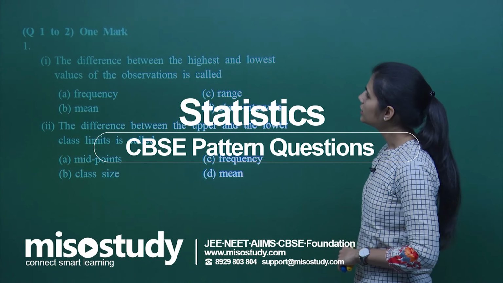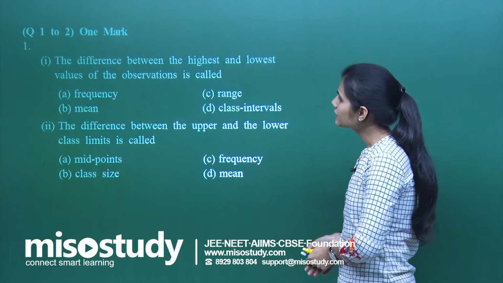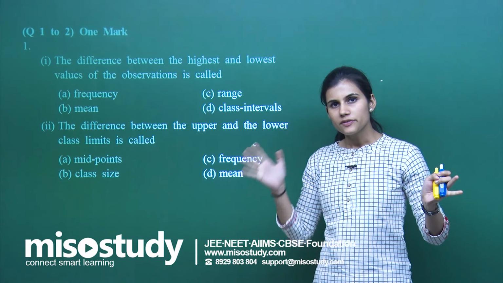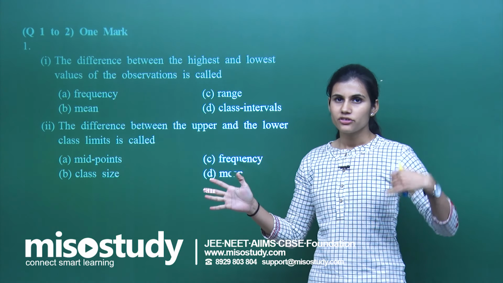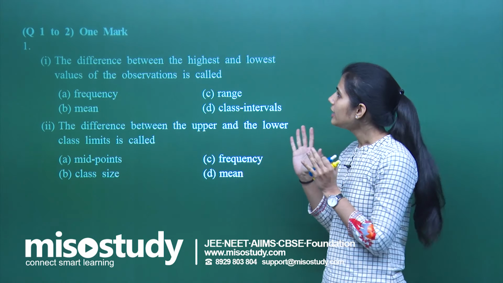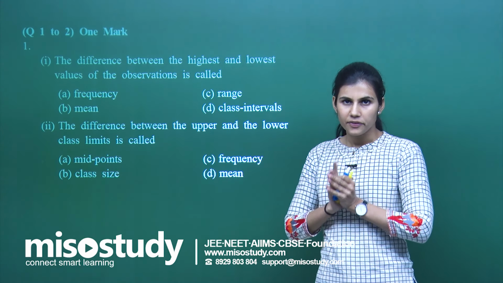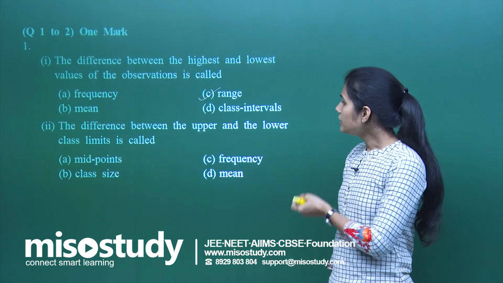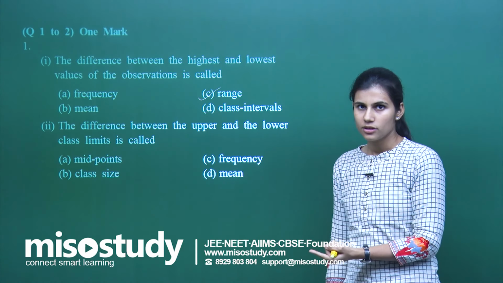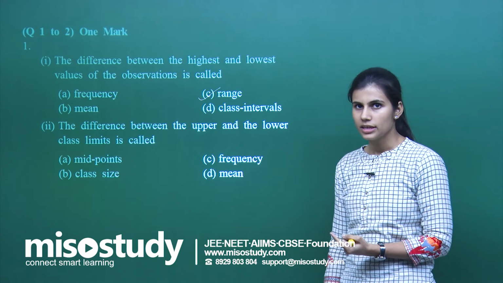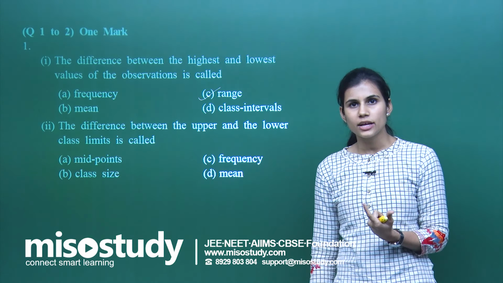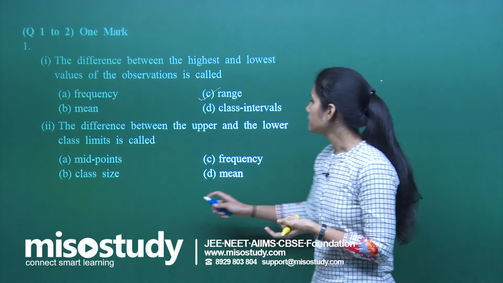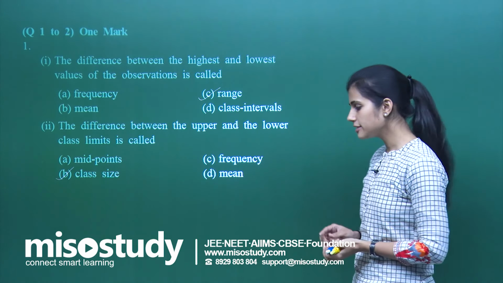The first question says the difference between the highest and the lowest value of the given observations is called what? Now you know that out of all the given observations, if I pick up the largest valued observation and the lowest valued observation and create the difference between the highest and the lowest, that is called my range, right? And the difference between the upper and the lower limit of the given class interval is called what? I have a class interval a to b. What is b minus a called? It just gives you the class size. What is the width of that class interval? It gives you the class size, right?